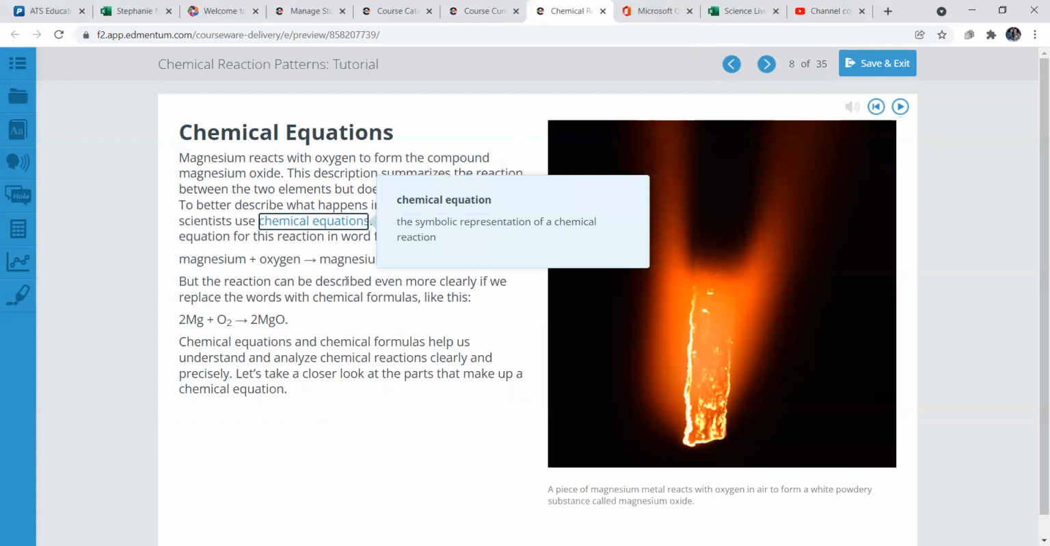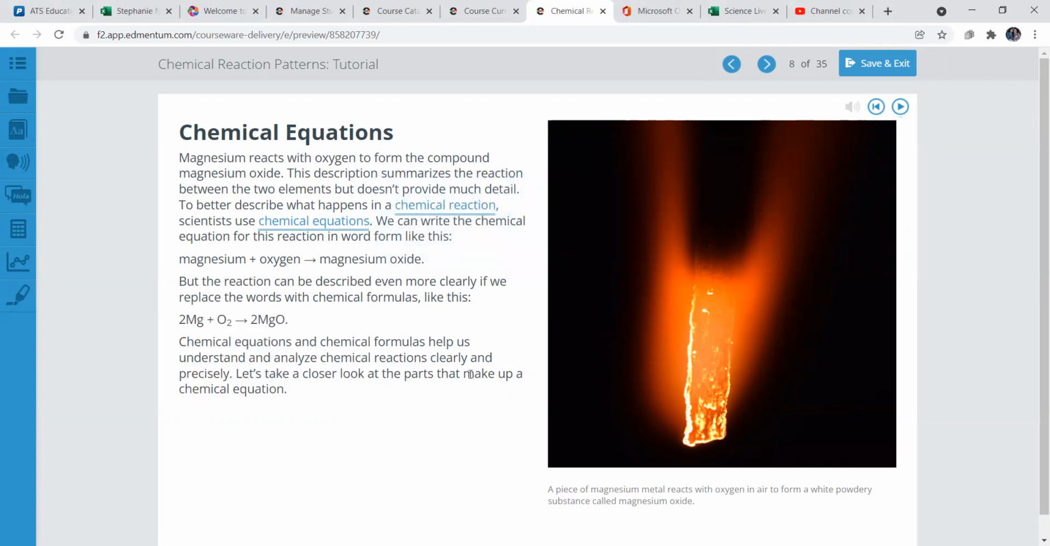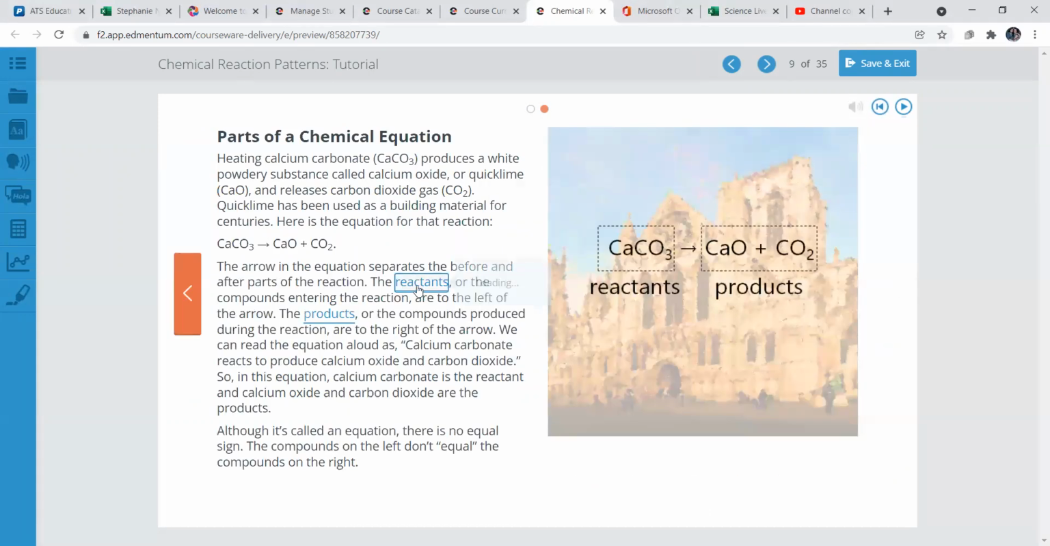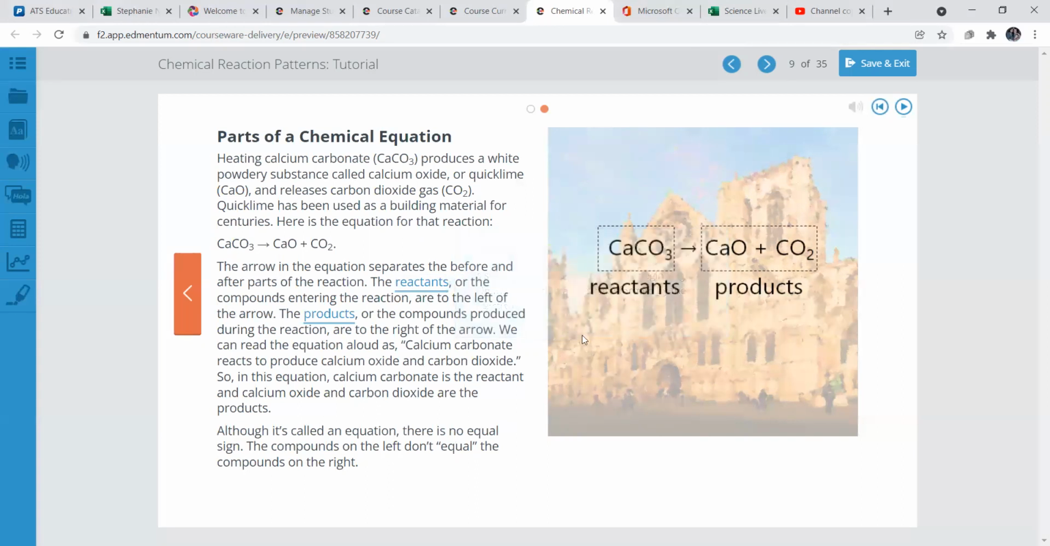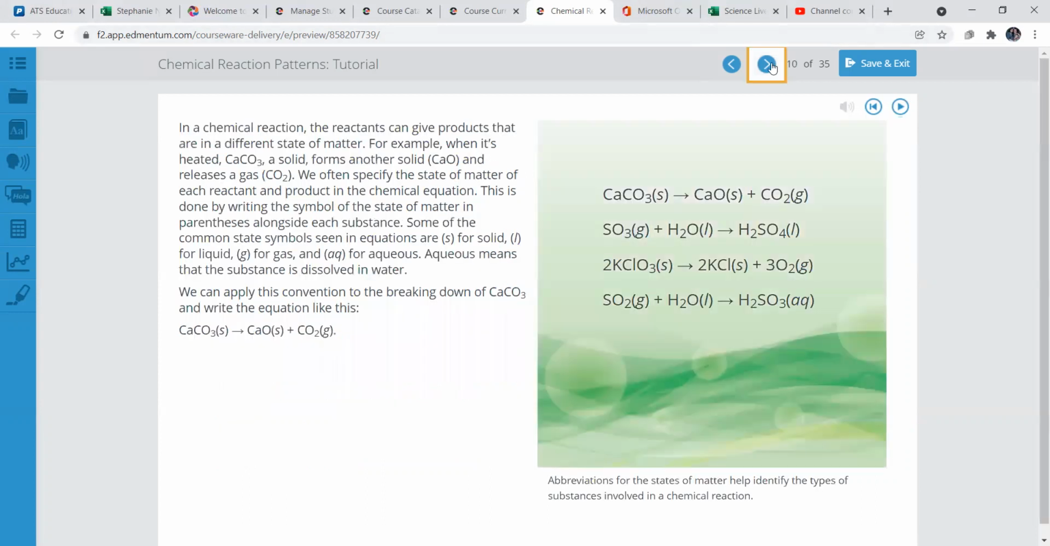Chemical equations, and now here we go, the symbolic representation of a chemical reaction. Now we have this chemical equation, what happens in it, and how to balance it out. Okay, parts of a chemical equation. Reactant: a substance that is present at the beginning of a chemical reaction and transformed by the reaction. Products: a substance formed in the chemical reaction. The product is what is formed.